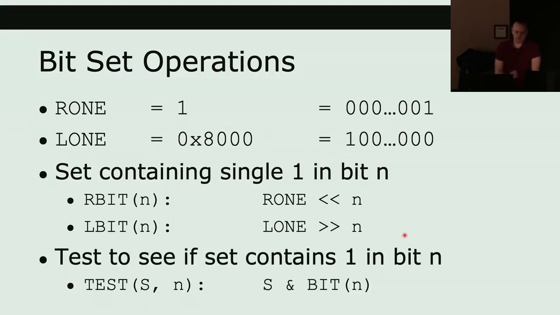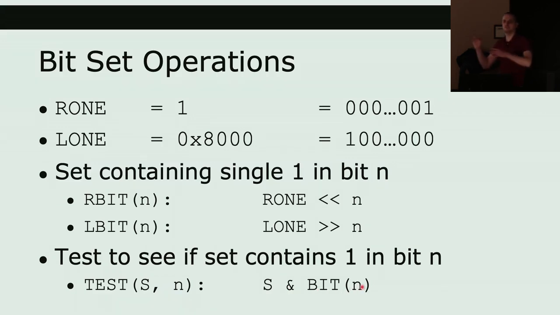And also, if you want to test to see if there is a 1 inside bit n, then what you can do is take the value that you're trying to compare against. For example, this may be 00010, so it's in the second place. So if this is s, we say s bitwise AND with a bit at position n.